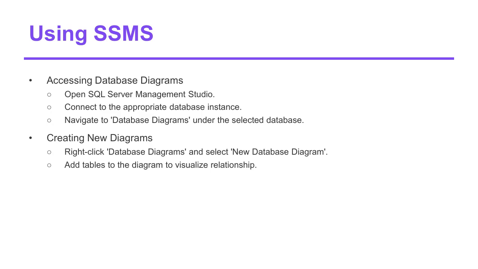To access database diagrams in SQL Server Management Studio, start by opening SSMS and connecting to the database instance you want to work with. Once connected, locate the Database Diagrams folder under the selected database. To create a new diagram, right-click on Database Diagrams and choose New Database Diagram. From there, you can add tables to the diagram, which helps you visualize the relationships between them clearly. This is especially useful for understanding how different tables connect and interact within the database, making it easier to plan your test scenarios and validate data effectively.